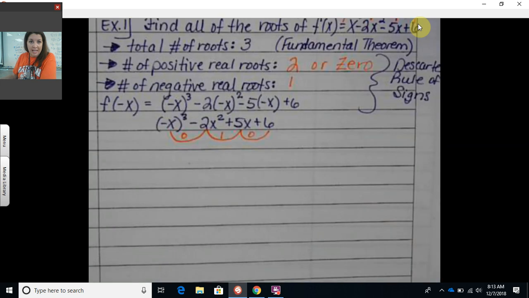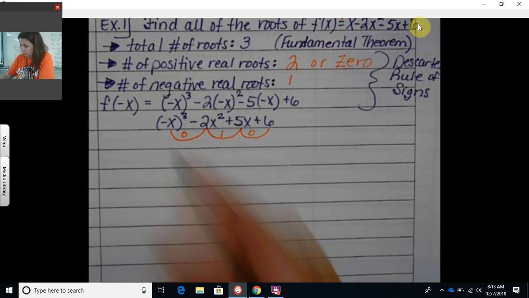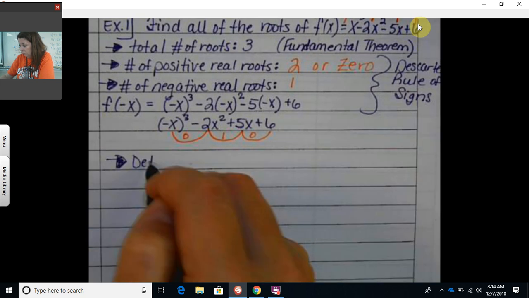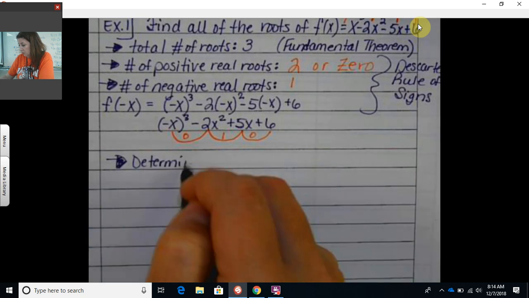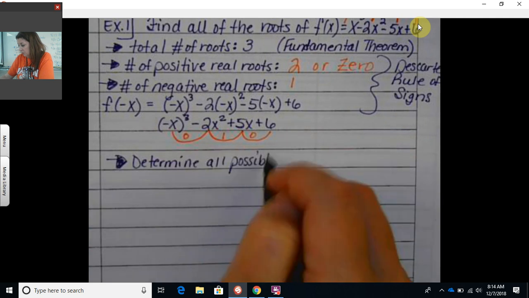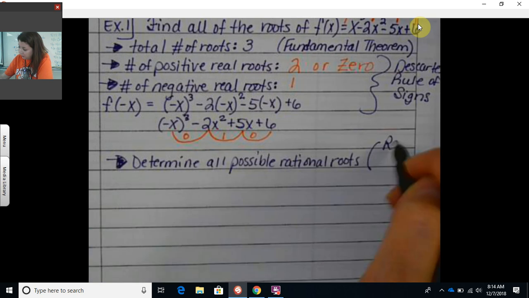And then the last thing that I want to look at before I go and actually try to find my solutions is I want to determine all of my possible rational roots. And of course, that comes from the rational root theorem.